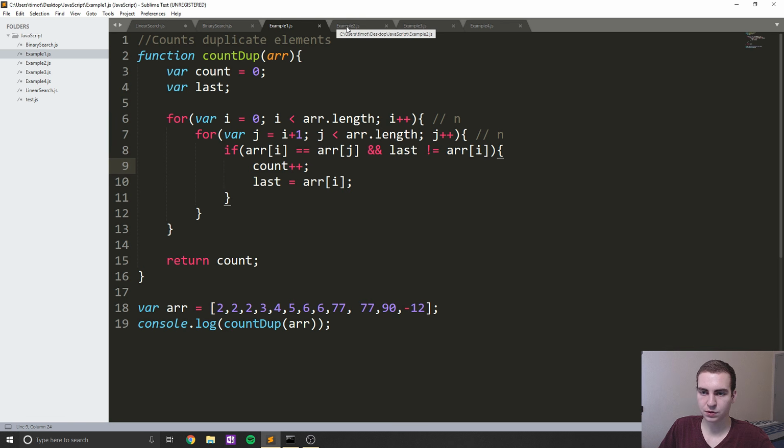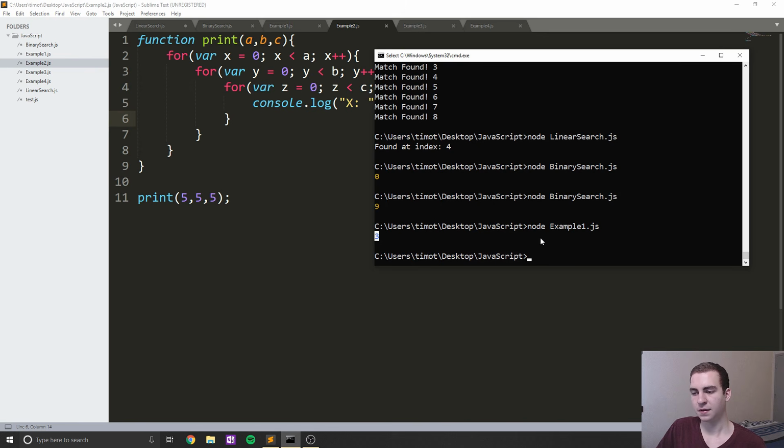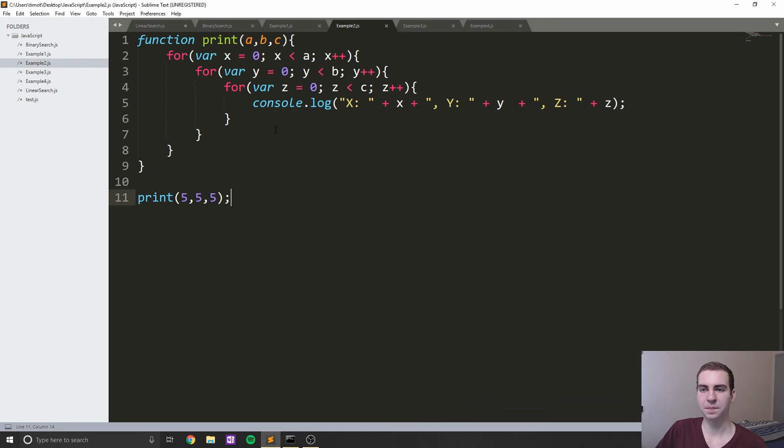Okay, so let's go to example 2. All this one is doing, and it's similar to the last one, is we're just going to print x, y, z. And this is a good example. Actually, I don't want to print it yet because it's going to give it away. But what we do is we take 3 variables, a, b, c, as our input. And we're going to loop a times, b times, and c times.